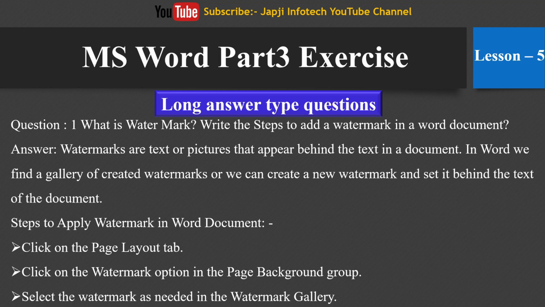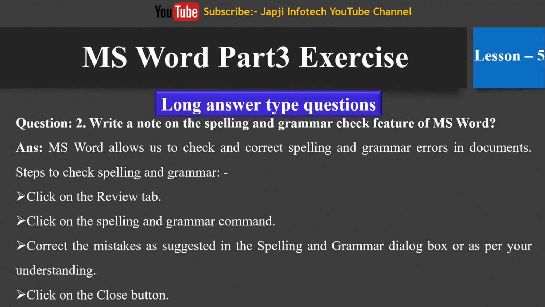So steps to apply watermark in Word document are: the first one is click on the page layout tab. Second one is click on the watermark option in the page background group. Then select the watermark as needed in the watermark gallery. And the second question is write a note on the spelling and grammar check feature of MS Word.